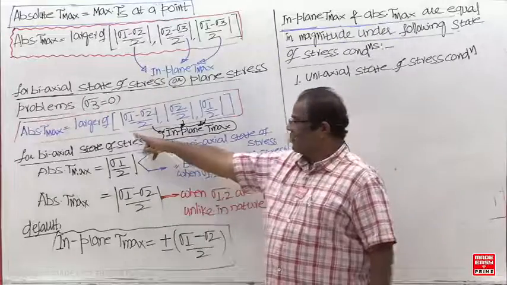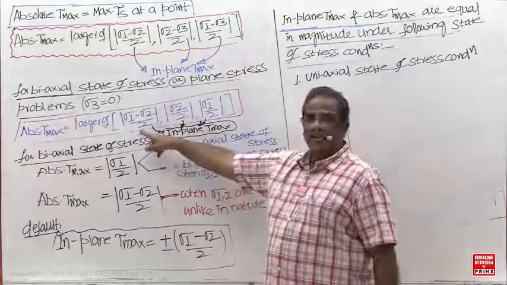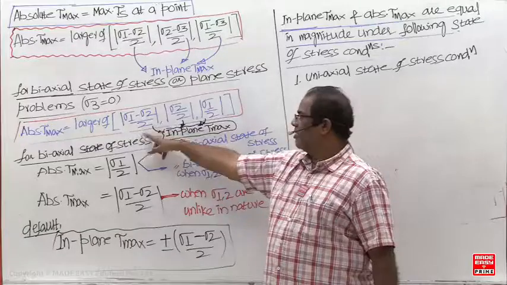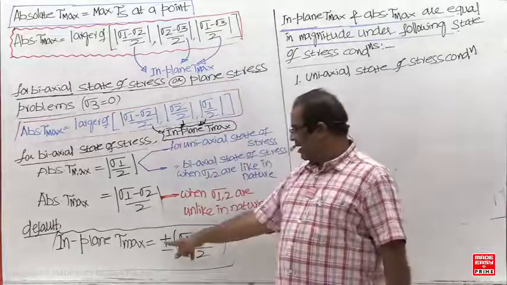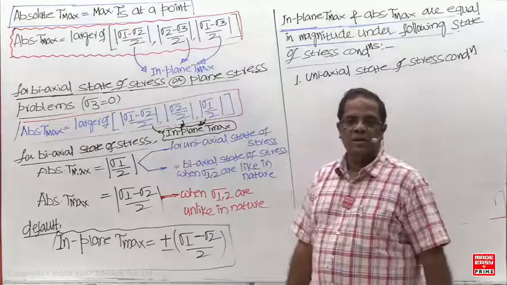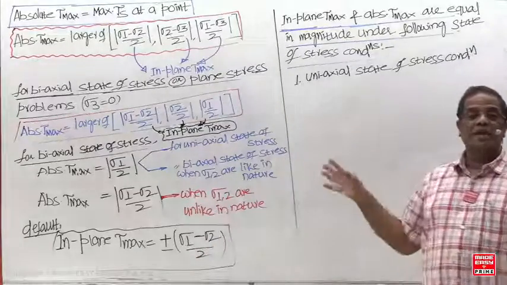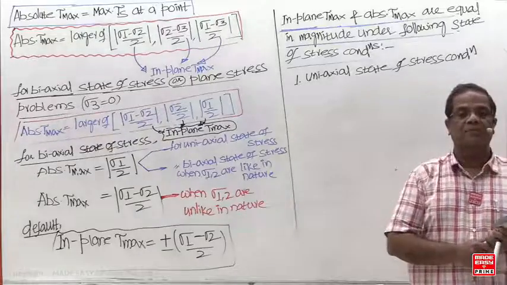Now you can check it. For uniaxial, what is this value? Sigma 1 by 2, 0, sigma 1 by 2. What is the absolute tau max? Sigma 1 by 2. Even the in-plane is also sigma 1 by 2. That's why when studying the uniaxial state of stress, you simply write tau max only.